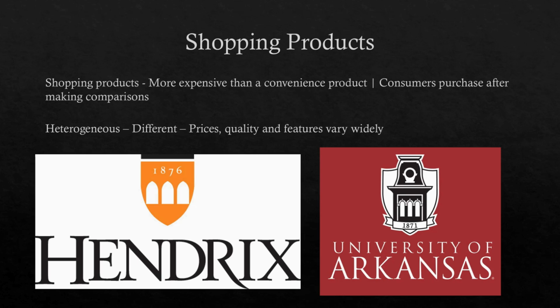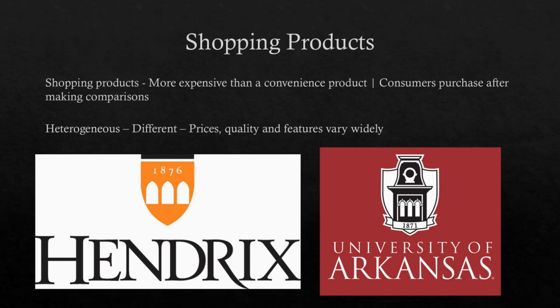If we break this apart and we're looking at price, is the price of tuition at Hendrix anywhere near the same as the price of tuition at the University of Arkansas? Hendrix is a private liberal arts college and carries a significantly higher sticker price than the University of Arkansas as a public institution. So in this case, the prices are very different.